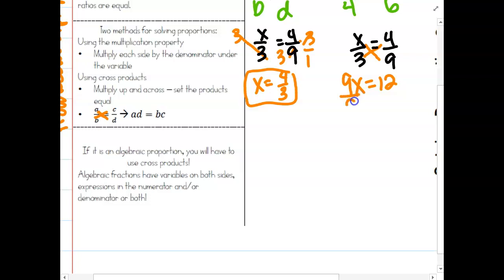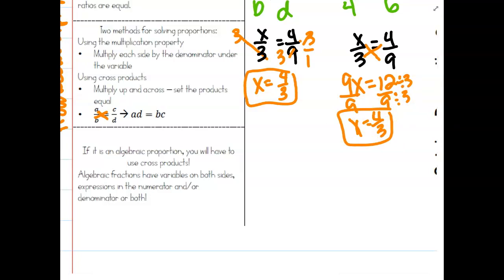But to solve for x, I divide by 9. Now this, I would have to reduce 12 over 9. If I divide out a 3 from both of these, we get 4 over 3. Same answer. Okay, like I said, I prefer the cross products property, but we will do both today just so you get experience with both, okay?